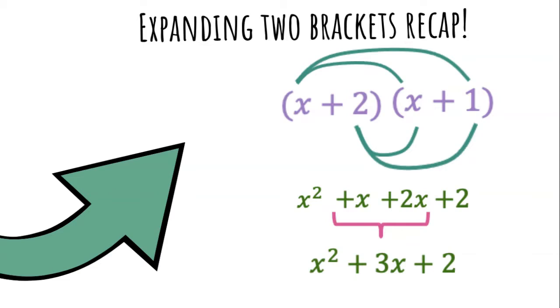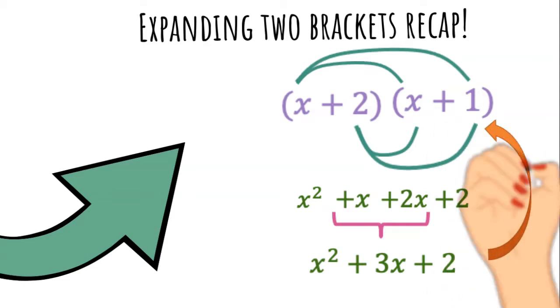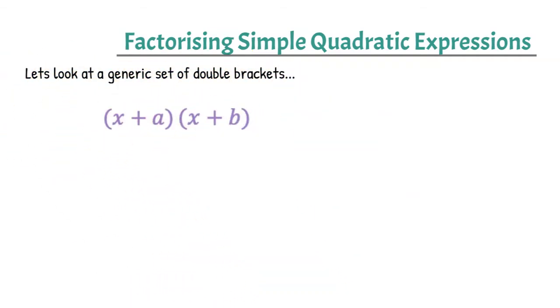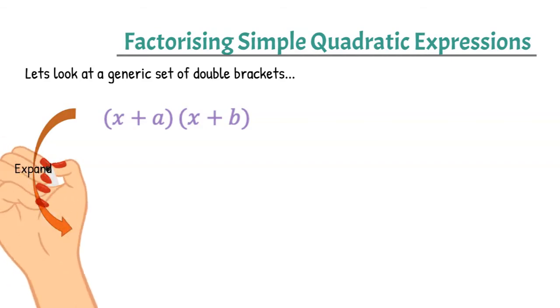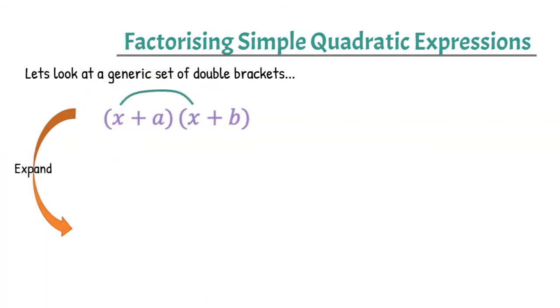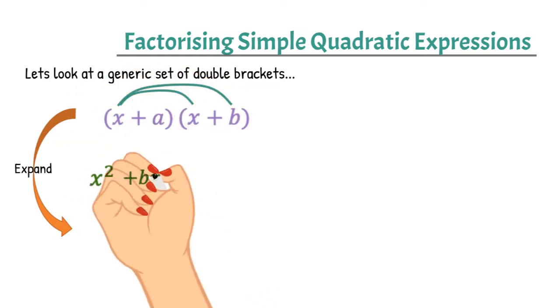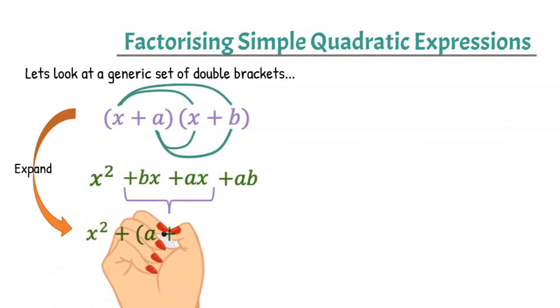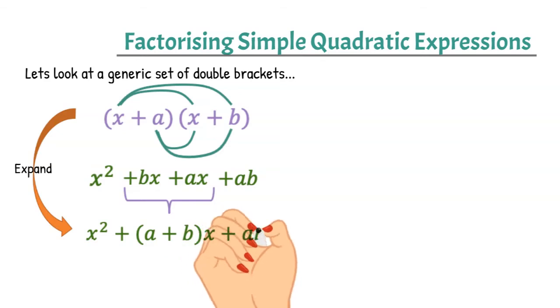Factorising is just working backwards, so going from my expanded expression and putting it into brackets. To find out how to do this, let's look at a generic set of double brackets. And instead of numbers, I've replaced them with a and b, because if we are factorising, our goal will be to find these two numbers, a and b. I'm going to expand this quickly for you. So I have x times x, which is x squared. I have x times b. I have a times x, and then a times b. I can group together my x terms, which will mean I'm left with x squared, and I have a plus b lots of x, and then a times b.